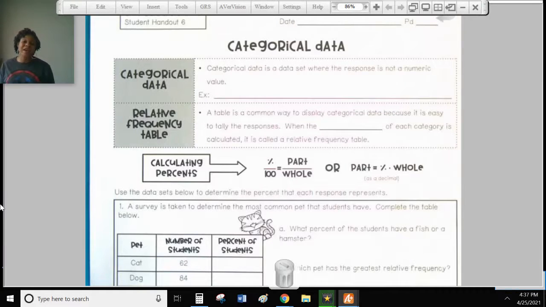Today we're talking about categorical data. That's hard to say. Categorical data is a data set where the response is not a numerical value, where the response is not numerical.